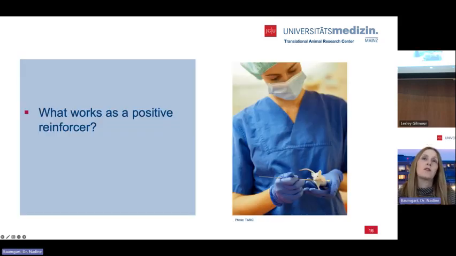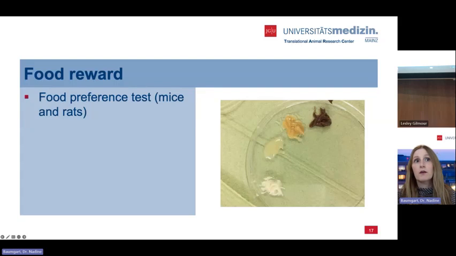When you set up a training, one really important question is what works as a positive reinforcer, because you have to find something where the animals are willing to work for. And usually this is a food reward. We carefully test what animals like best, and therefore we do food preference tests. This is an example which we did for mice and rats, and so we have a petri dish. We put some different food rewards in there, and then we put the petri dish into the mouse cage for like 10 minutes, and we check which is eaten first.